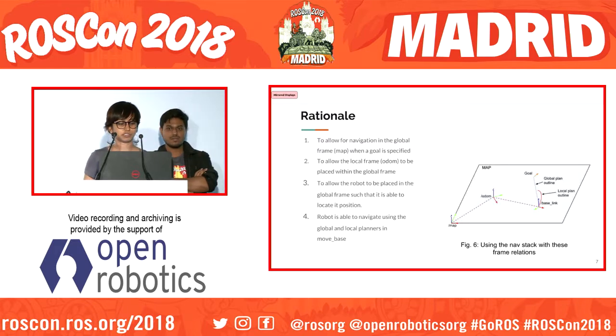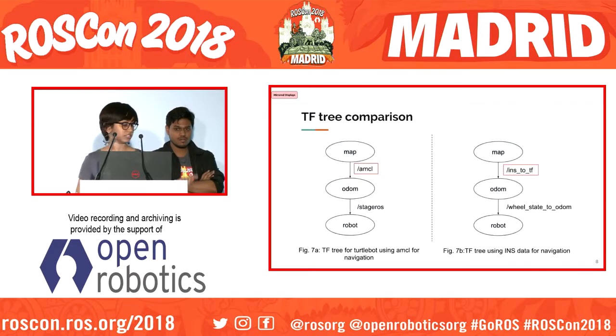The reason for this transform rationale is to allow the user to set goals in the global frame and then allow the robot, MoveBase, to plan both global and local plans. We have a TF tree comparison here that shows how AMCL is used with Turtlebot, and how the INS to TF node was used with our robot. It simply replaces the AMCL node and publishes transforms between map and odometry frames.